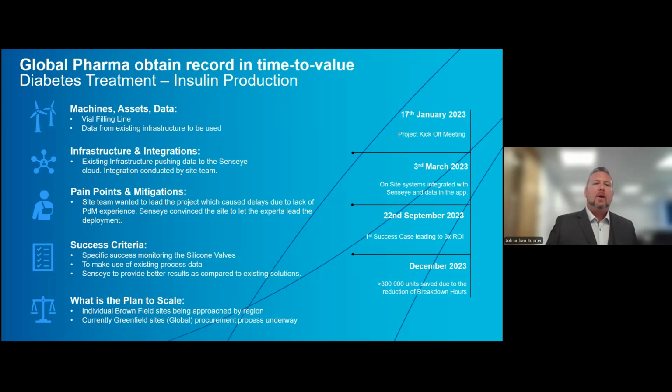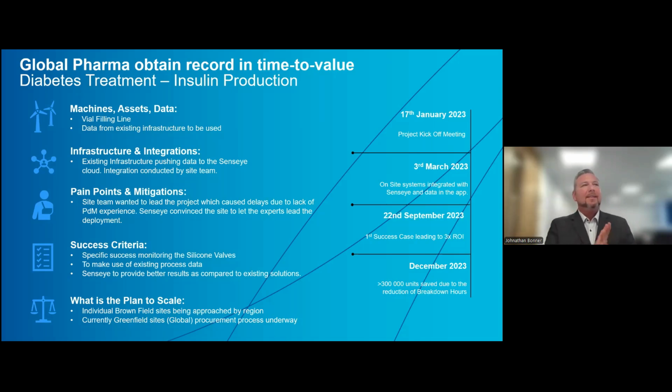An example of deployments within the pharma industry. This specific customer, they make insulin, and the machines that we're monitoring for them specifically is the vial filling line, so little vials. One of the key factors, though, is that we had to use existing data from their existing infrastructure. This wasn't a project to come in and install huge amounts of hardware, sensors, data collection devices. It was about, can we derive value from their existing infrastructure, their existing investment? And the answer is yes.